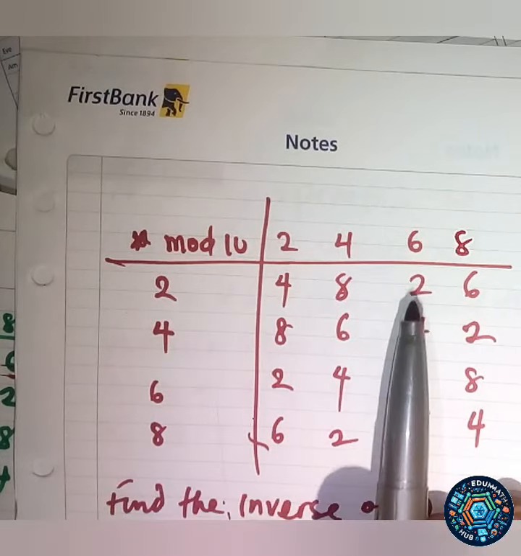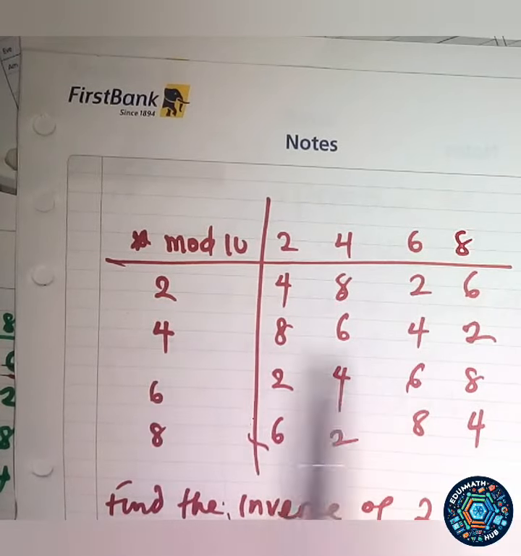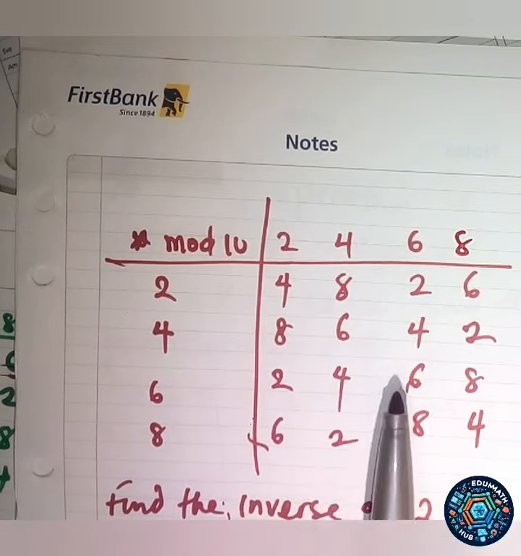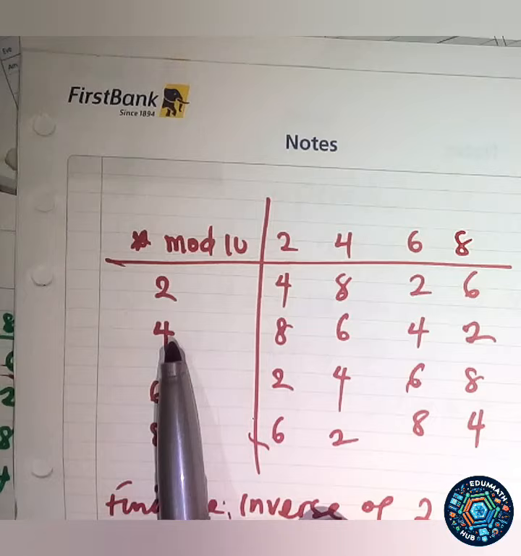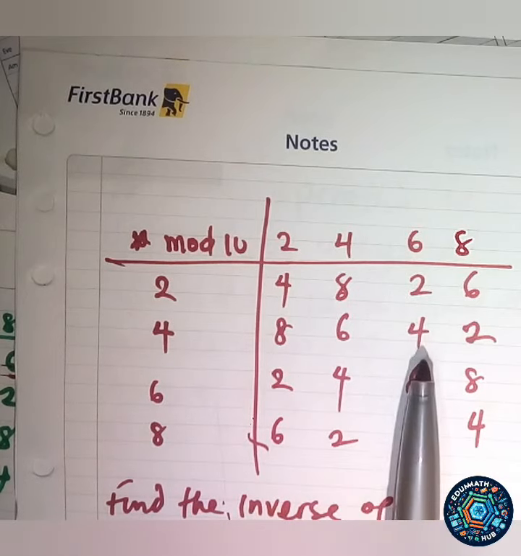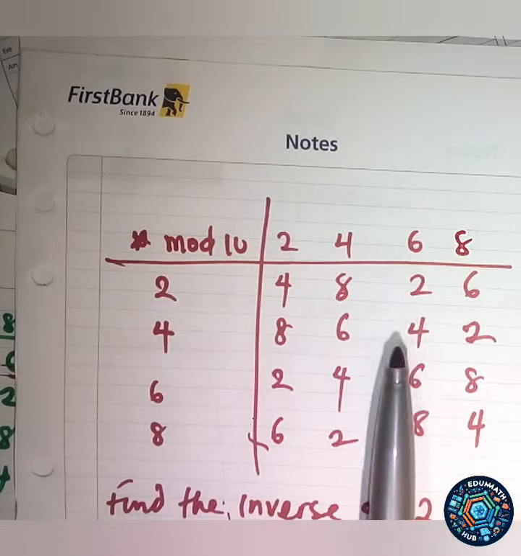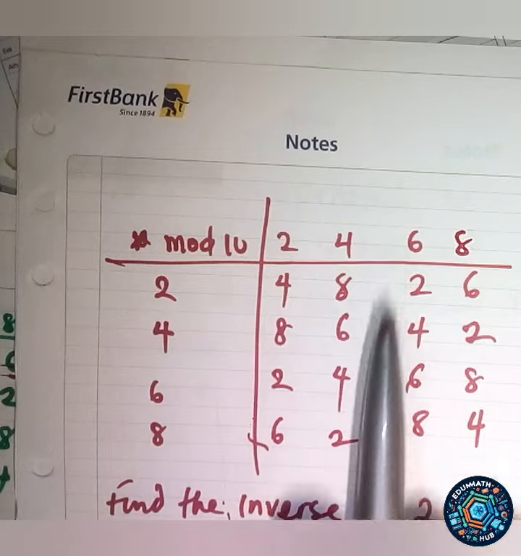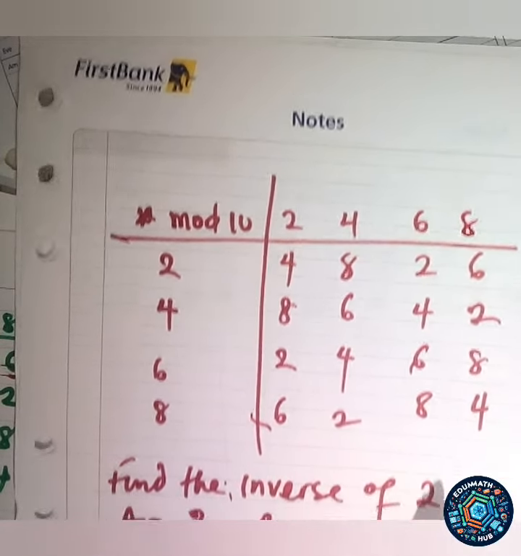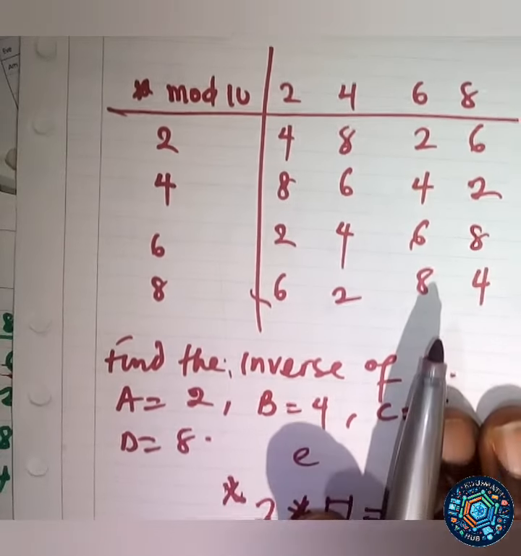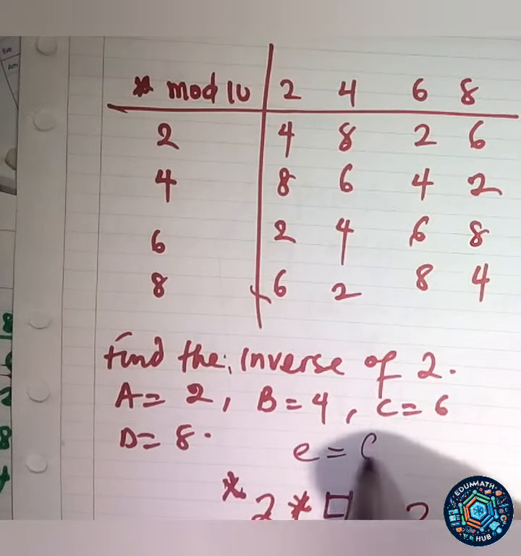We have 2 here, 6 at the top; 4 here, 6 at the top; 6 here, 6 at the top; 8 here. So you can say the identity element is 6, because 4 operator 6 will give us 4, 2 operator 6 will give us 2, 6 operator 6 will give us 6, 8 operator 6 will give us 8. So the identity element E is equal to 6.